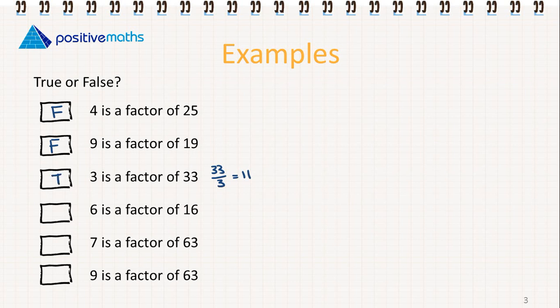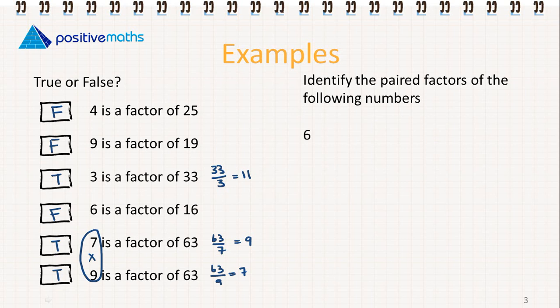6 is a factor of 16. False. 7 is a factor of 63, so it does divide in evenly, and it gives us 9, therefore it's true. 9 is a factor of 63. It does divide evenly, it gives us 7, so it's also true. What we will notice is that 9 and 7 then are factor pairs of 63.